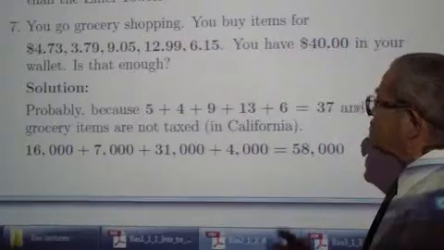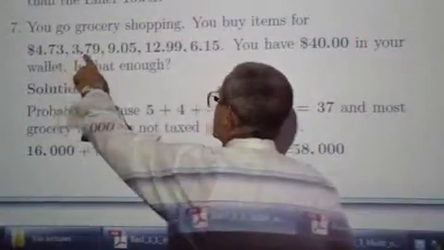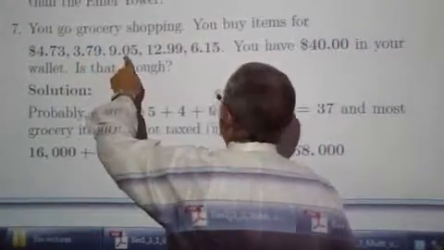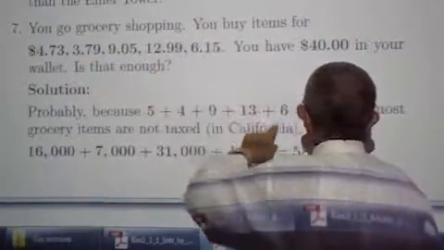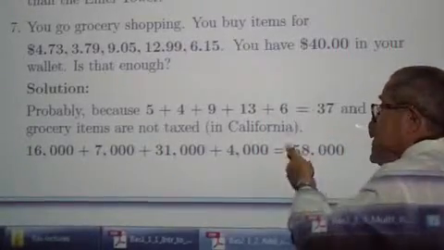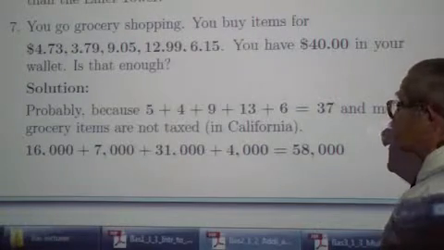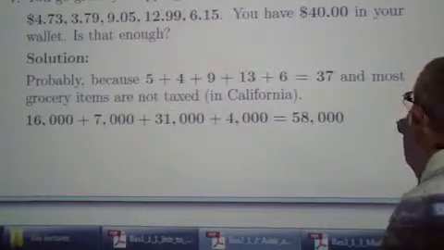Well, you do an approximation. This is about $5, this is about $4, $9, $13, $6. The sum is supposed to be 37. If it's 37, you have enough in your wallet.